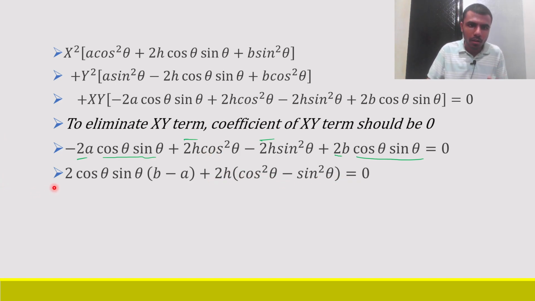Okay, what is 2 cos theta sin theta? 2 cos theta sin theta, or 2 sin theta cos theta, is nothing but sin 2 theta. Okay, what is cos square theta minus sin square theta? Cos square theta plus sin square theta is 1.